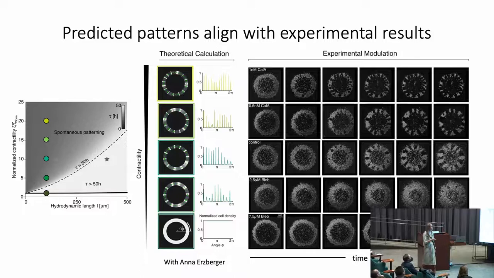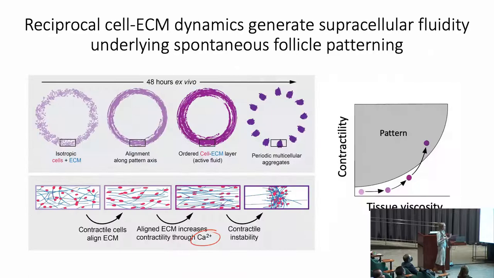This work is part of a publication that came out this summer, so there's a bit more there to check out, and I encourage you to do so. I didn't cover all the data here, but I'll go over the model as a whole. And so what we found is that an initially isotropic pool of cells in ECM, through the contraction of cells and the response of the extracellular matrix, goes through a feedback loop that progressively aligns the system.